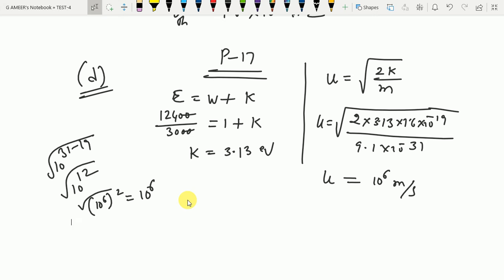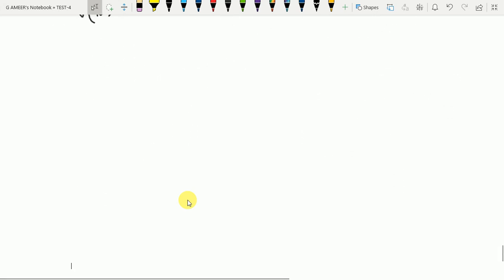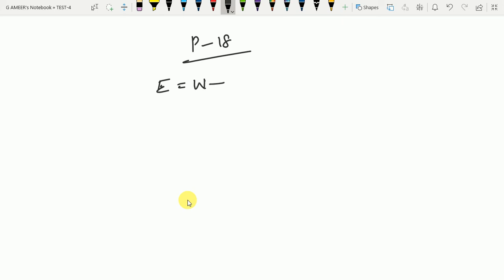So let us go for P18. The 18th problem is as follows. When the energy of the incident radiation is increased by 20%, the kinetic energy of the photoelectrons emitted from the metal surface increased from 0.5 to 0.8. So this is again based on the work function plus kinetic energy.